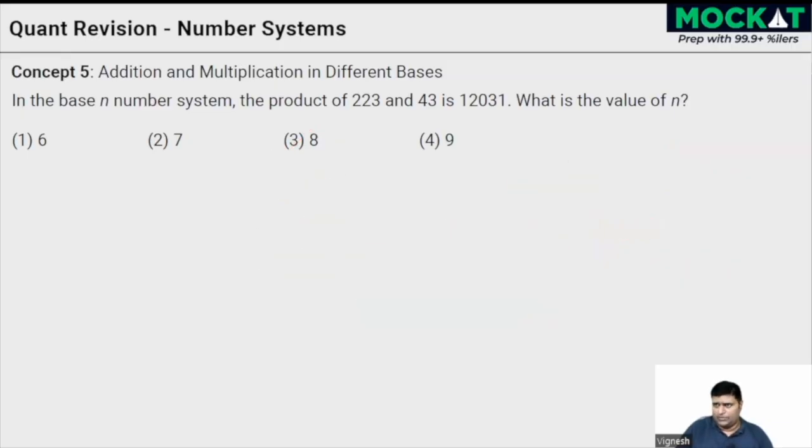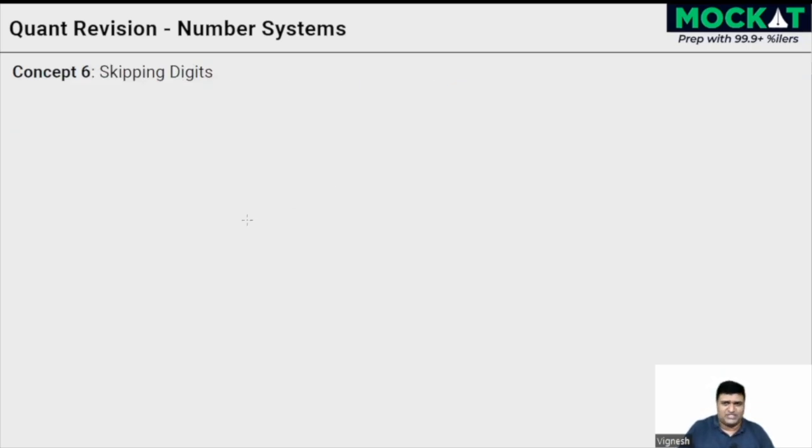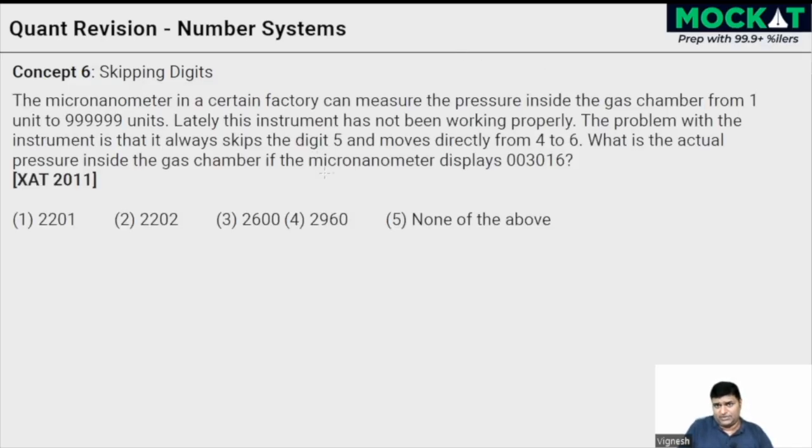Yeah. So moving to the next concept, quickly: something called skipping digits. Now, digits can be skipped. The classic question where it turned up one of the first times is the GAT exam 2011. Something called a micro nanometer, they called it. A certain factory can measure the pressure inside the gas chamber from 1 to 6 nines, 1 short of a million units. Lately, this instrument has not been working properly. The problem with the instrument is that it always skips the digit 5 and moves directly from 4 to 6.